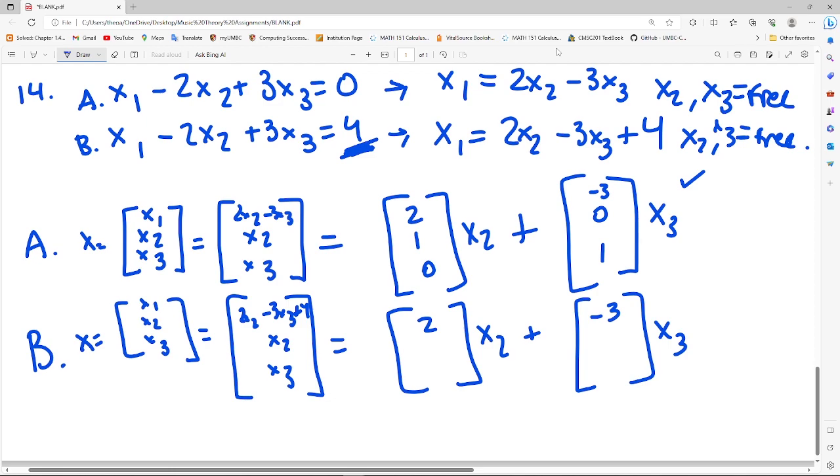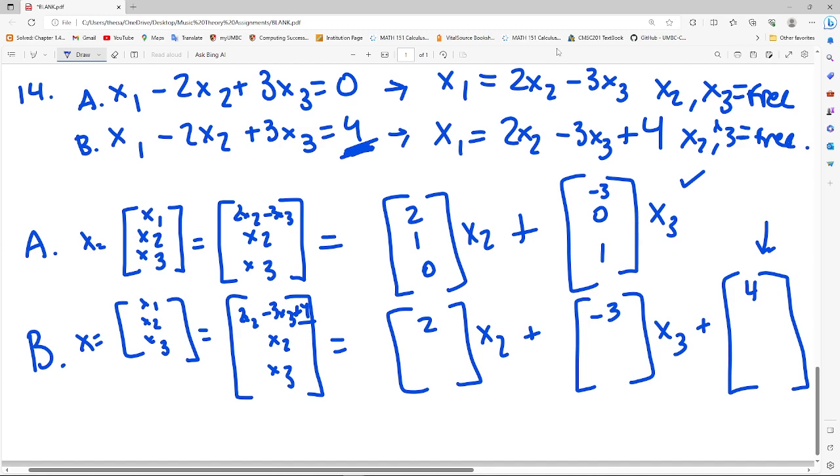And then we have this plus 4 right here. So what we're going to do is we're going to add another thing. We're going to add another vector. And then it's going to be 4 right here. Whenever we have that, that's what we call a point value. So whenever we have a point value, we want to add one more. And that's going to be what's filled with our point values.